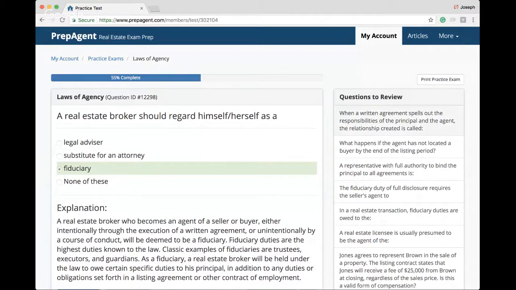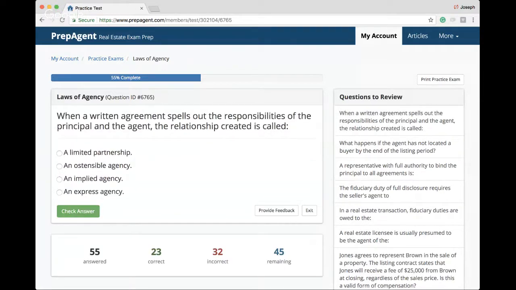Okay, moving right along to the next question. When a written agreement spells out the responsibilities of the principal and the agent, the relationship created is called A, a limited partnership, B, an ostensible agency, C, an implied agency, or D, an expressed agency. What do you think? Okay, and the answer to this one would be an express agency.